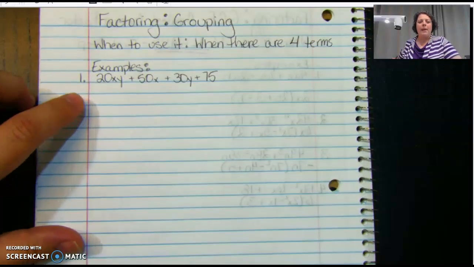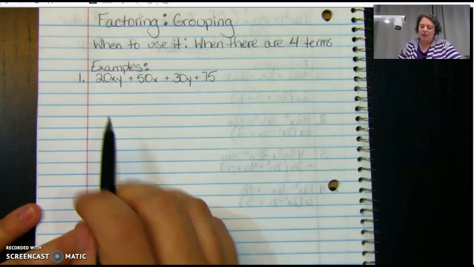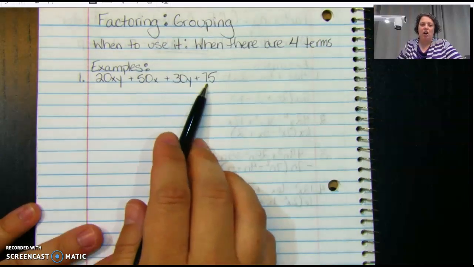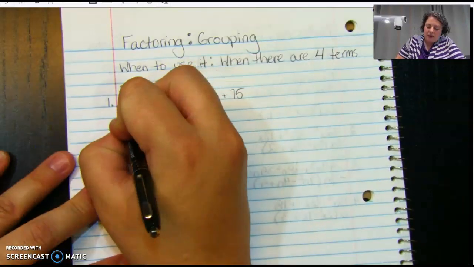Okay. Now, it's important for you to understand that the lesson before this about greatest common factor still applies. So when I did those notes, I said that you always have to do greatest common factor first. So before starting with grouping, I'm going to try and look for a common factor. And in this particular example, these are actually all divisible by 5. So I am going to pull out 5 as a greatest common factor.